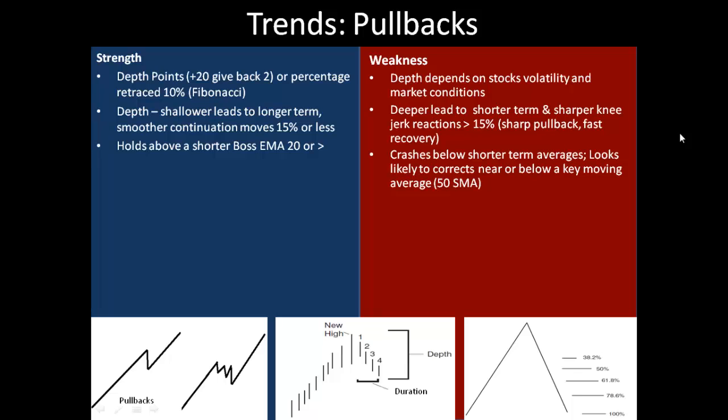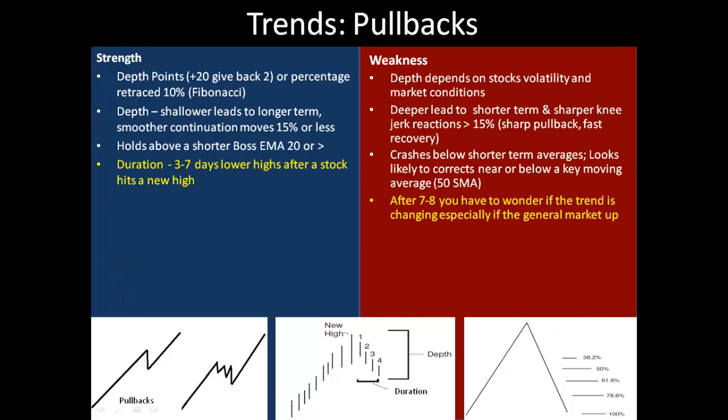We like to see pullbacks hold above a shorter term moving average, especially the 20. A lot of professionals use the 20-day moving average, and so you should factor that into your trading at least a little bit. Be aware of it, just a bit. If you have a pullback that crashes through a moving average like the 50, that's a definite sign of weakness. How long does the stock pull back? Well, 3 to 7 days of lower highs after a stock hits new highs. That would be about the maximum I like to see on a pullback.